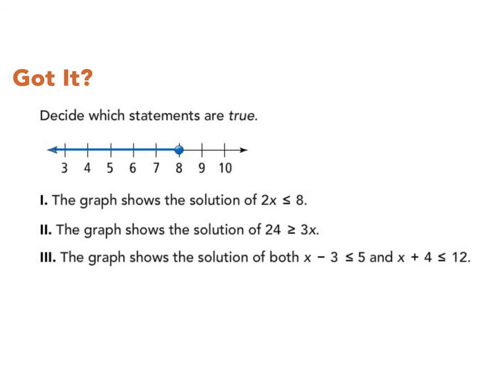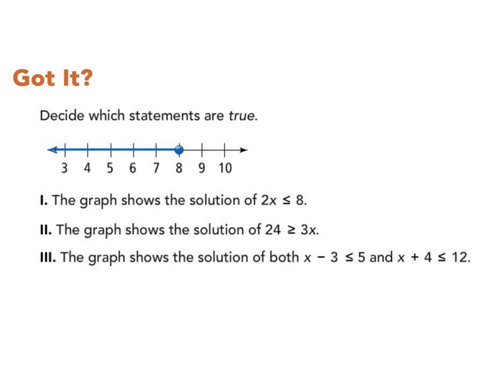I'm going to go ahead and work through these because decide which statements are true. Well, first I have to decide what this graph shows. Well, it's going to the left, so that means it's a less than. It starts at 8, so that means that it's less than 8. So x is less than 8.